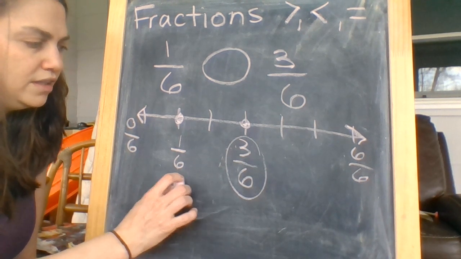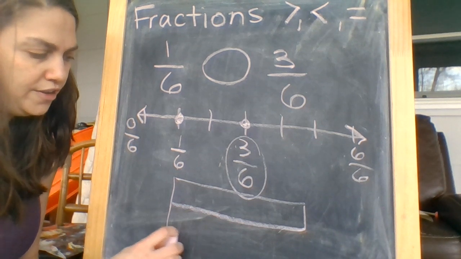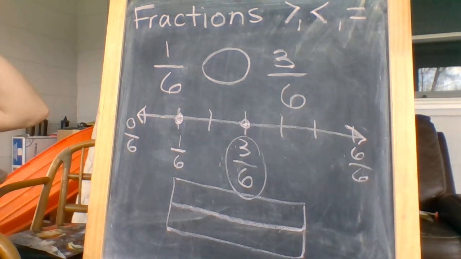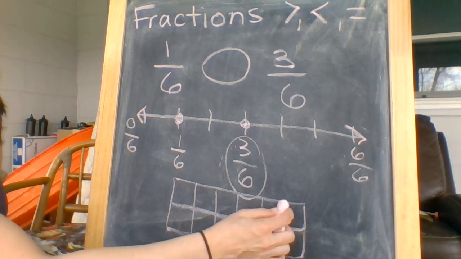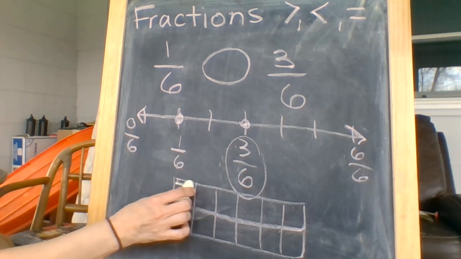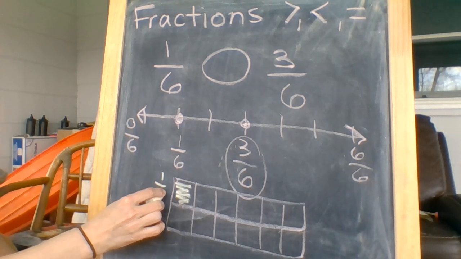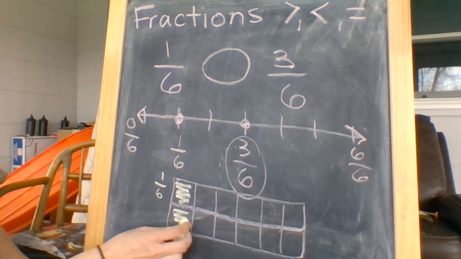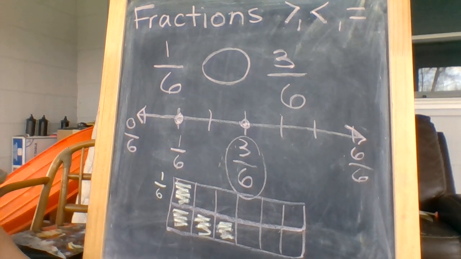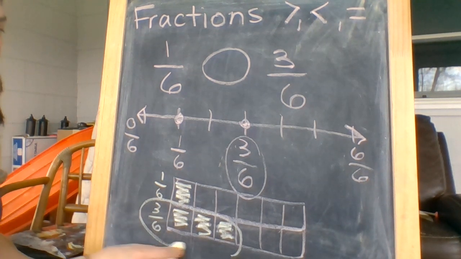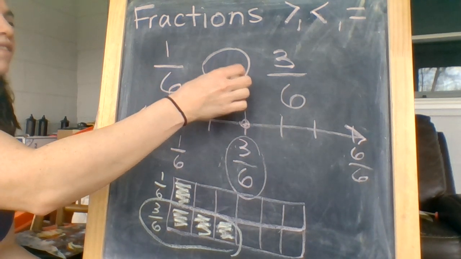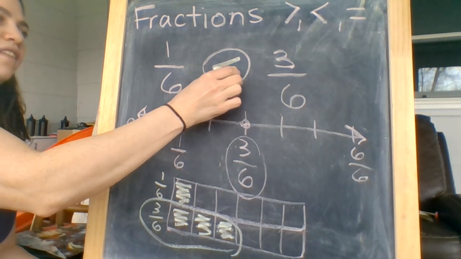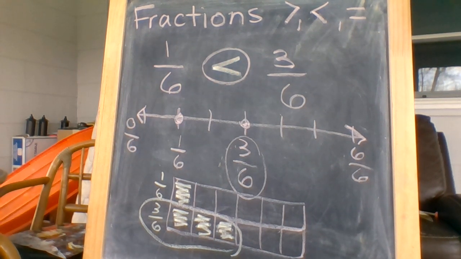Let's draw a picture to compare it as well. Remember my 2 fraction bars? One, and then the other right below it. I need 6 pieces, so I'm going to draw 5 lines. 1, 2, 3, 4, 5. The top one I'm going to color in 1. And the bottom I'm going to color in 3. Again, which one's greater? 3/6. So which way is my symbol going to go? 1/6 or 3/6? 1/6 is less than 3/6.